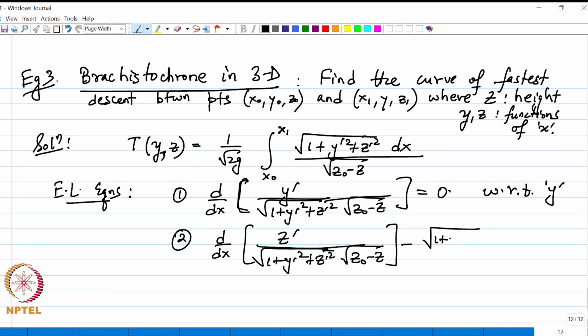Minus 1 plus y prime square plus z prime square divided by 2 times z naught minus z to the power 3 by 2. This is equal to 0. So this is my Euler Lagrange equation with respect to the variable z. Then we can start solving each of the equations 1 and 2.